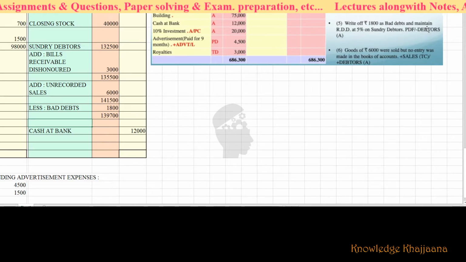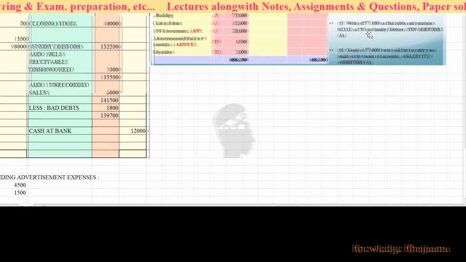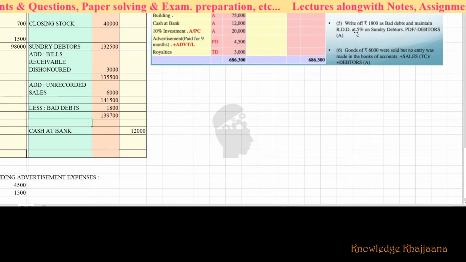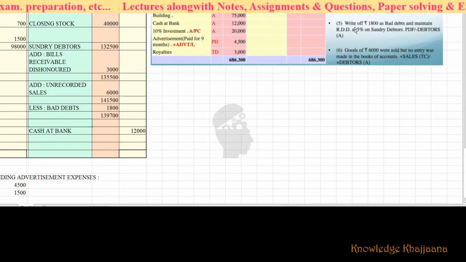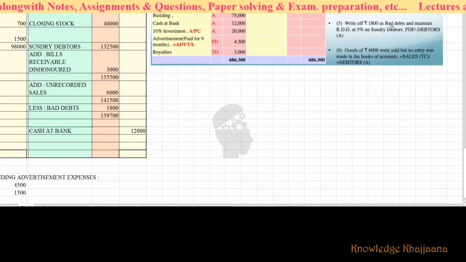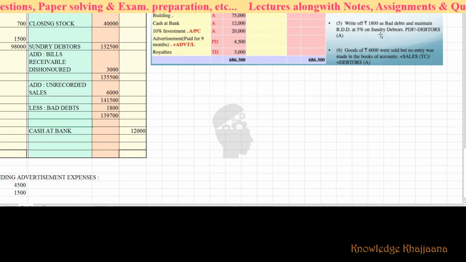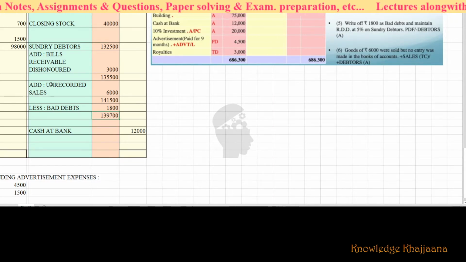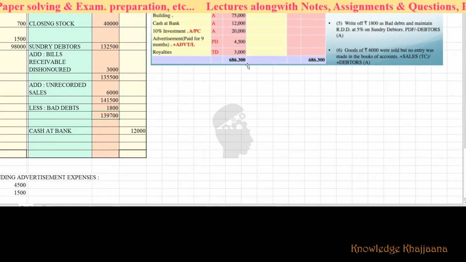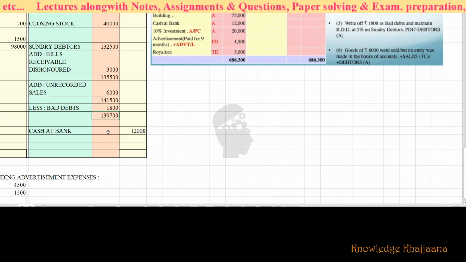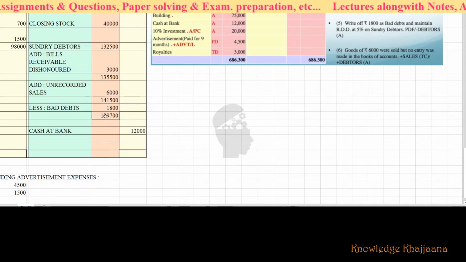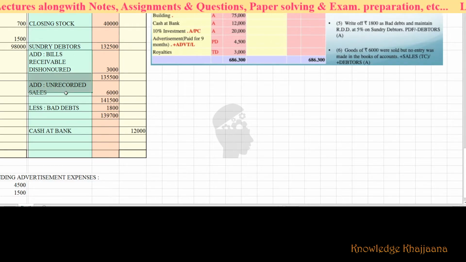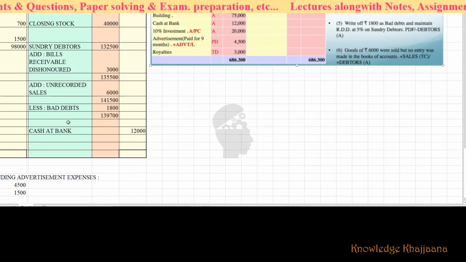Further, you have to maintain reserve for doubtful debts at 5% on sundry debtors. Though they have written that we have to maintain 5% RDD on sundry debtors, we have to maintain that on the remaining amount after doing all the other adjustments. Always remember, the reserve for doubtful debts must be calculated on the amount which is calculated after doing the other adjustments.